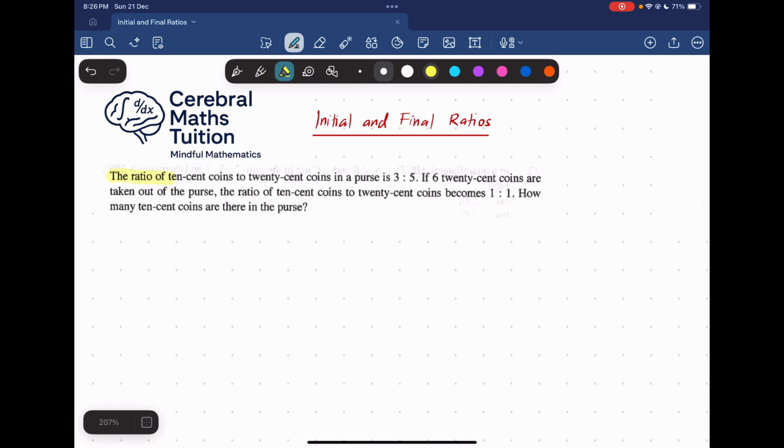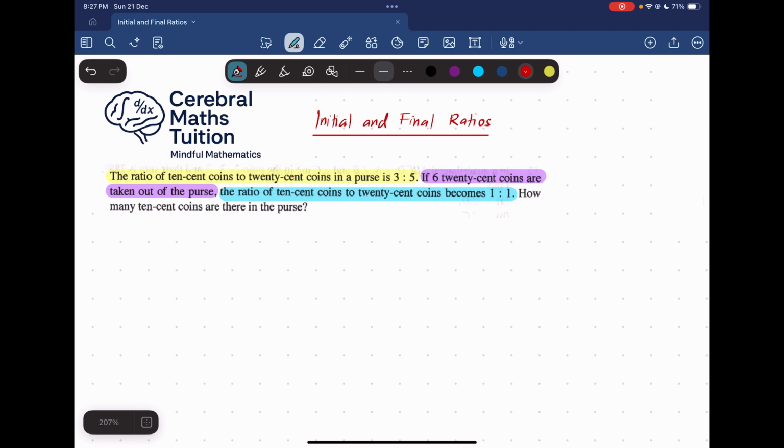In the first part of the question, there's an initial ratio given to us involving a certain number of items. Next, there's also a final ratio given to us. Between that, there's information about what happened. Certain number of items are taken out, added, or transferred. There are variations to this.